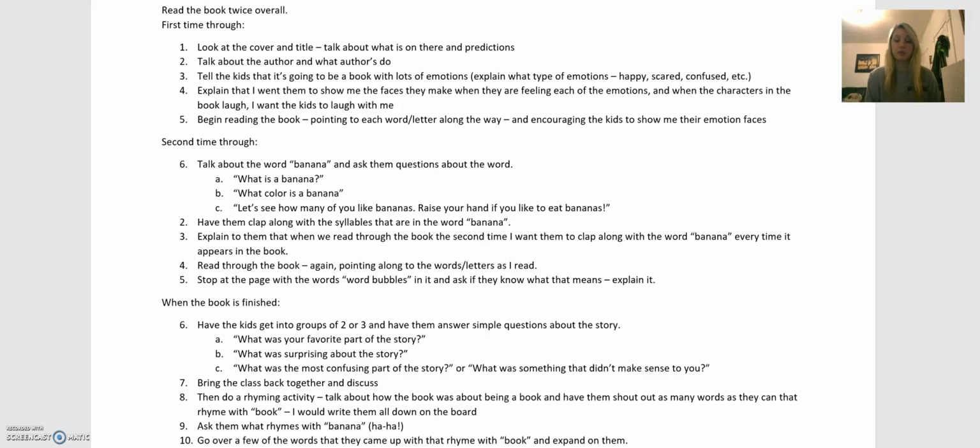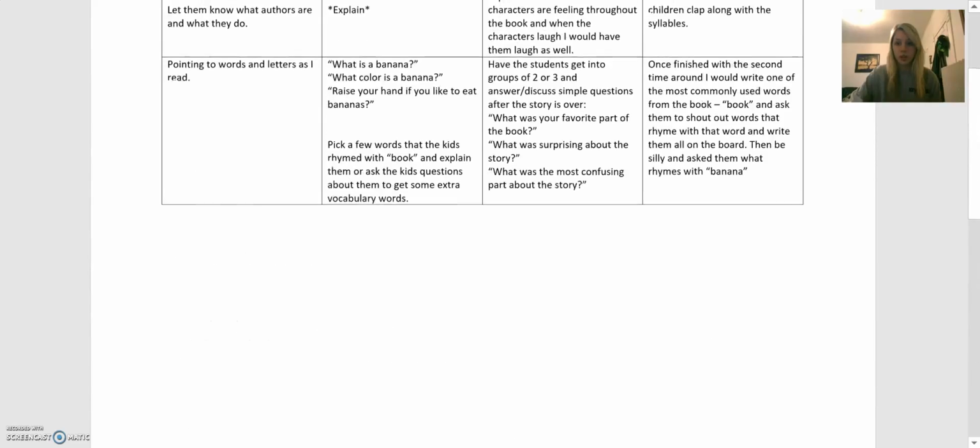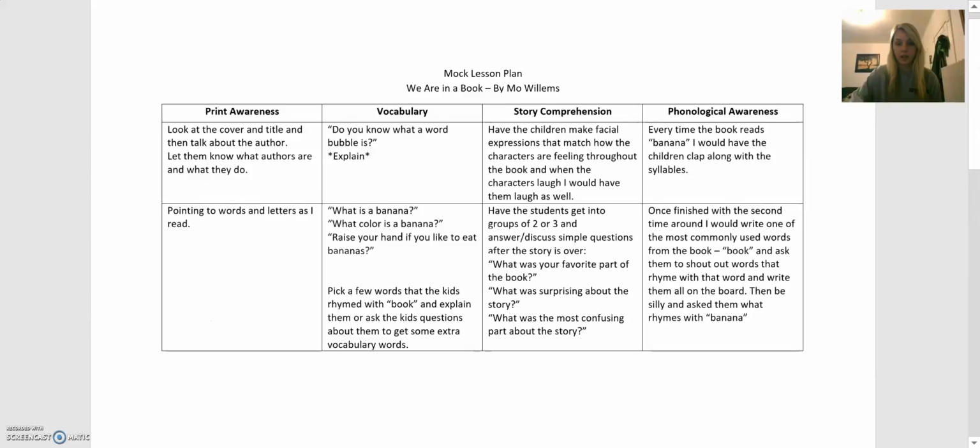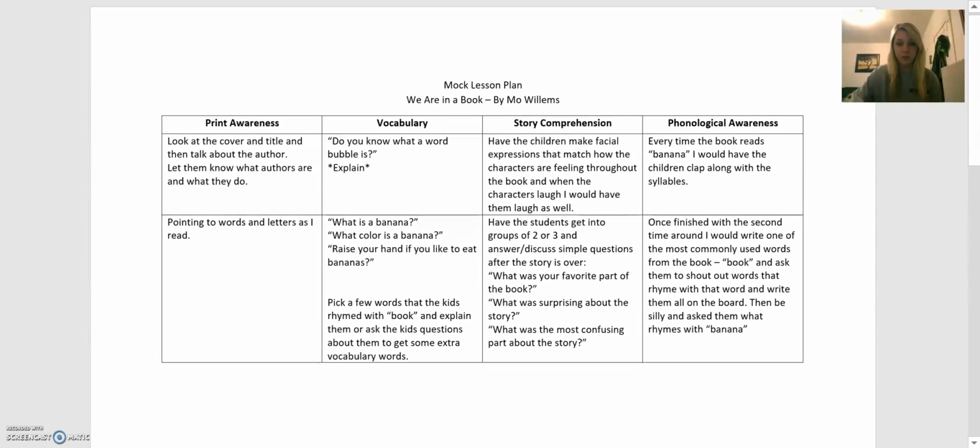And then I would go over a few of the words that they came up with that rhyme with book and expand on them to get some more vocabulary in there. Like the few that I was thinking of was, okay, book, cook, look. So what are things that a cook does, expanding on it in that way and just asking simple questions about that. And one more look at how all of that correlated with the topics we were supposed to cover is right there.